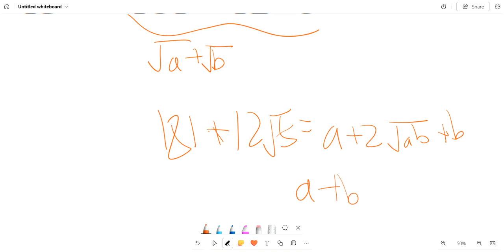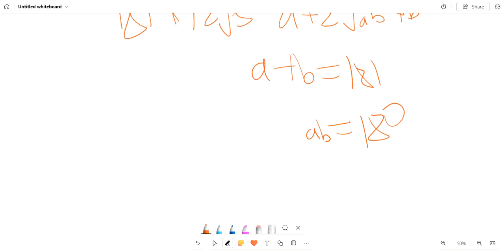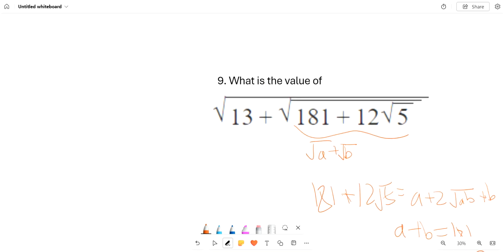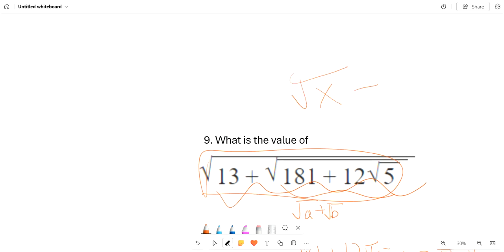This means that A plus B equals 181 and AB equals 180, since they have to be integers. So from this we get that A is 1 and B is 180. So let's think about this whole thing and set it to root x plus root y. Since we already found out that this equals 1 plus root 180, we can see now that this is just the square root of 14 plus root 180.